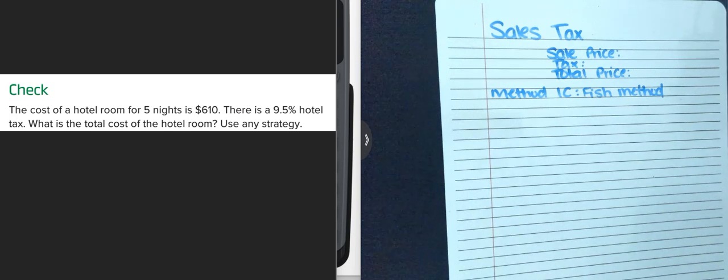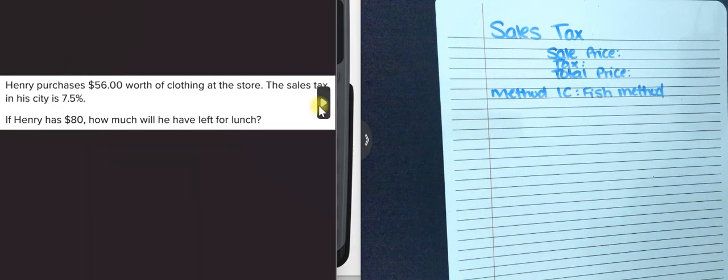All right. So the example that we're getting ready to work on is still pertaining to sales tax, but we're going to do something a little different. Let me first go to the right problem. All right. So Henry purchases $56 worth of clothing at the store. The sales tax in his city is 7.5%. If Henry has $80, how much will he have left for lunch?